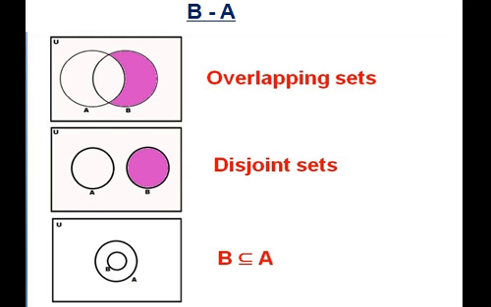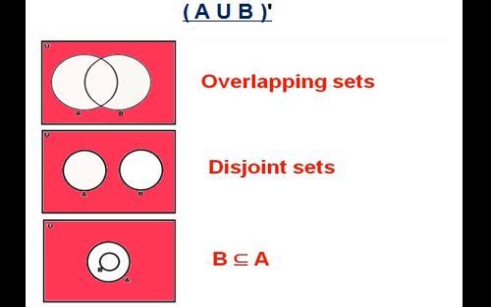Similarly, moving ahead with B minus A, in overlapping sets, you can see that a part of B is colored, which is excluding the part which is there in A as common thing. In the case of disjoint sets, the complete circle B is colored. But in the case of B as a proper subset of A, nothing is colored because you cannot exclude anything from A because B is completely contained in A. So nothing is colored. So this is how we represent B minus A.